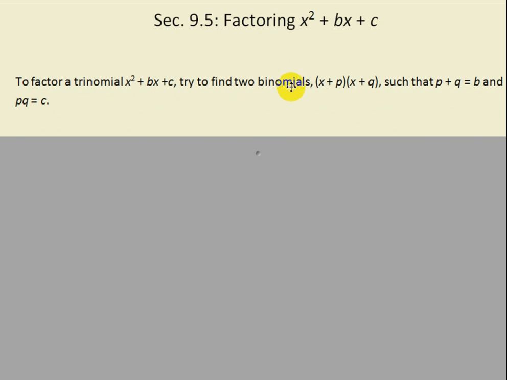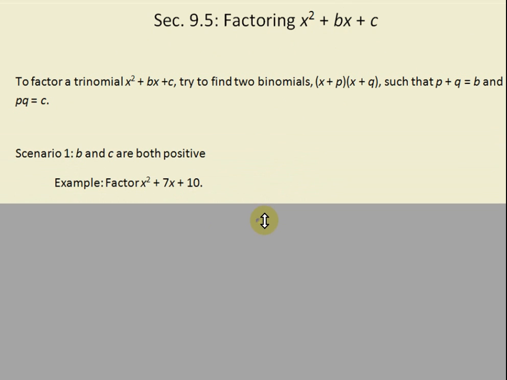So what we're going to look for are two binomials that look like this, x plus p times x plus q, such that when you add p and q, you get that coefficient b, and when you multiply p times q, you get that constant c. So p and q are going to be integers for our case, and that means they can be positive or they can be negative. And the same applies to b and c here. Those could be positive or negative.